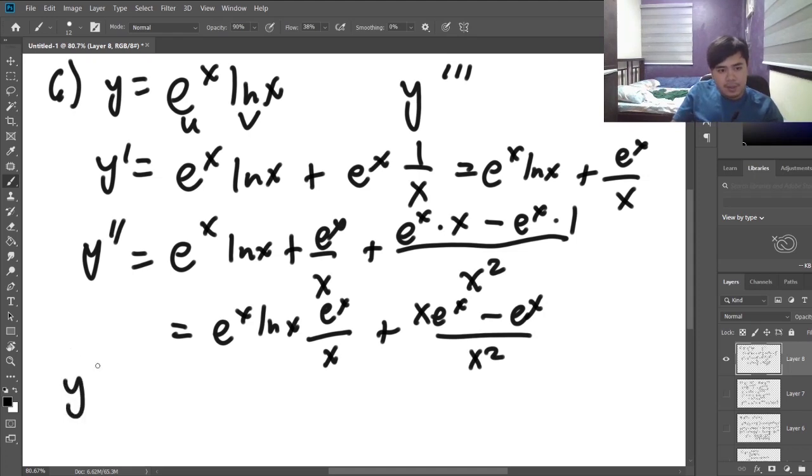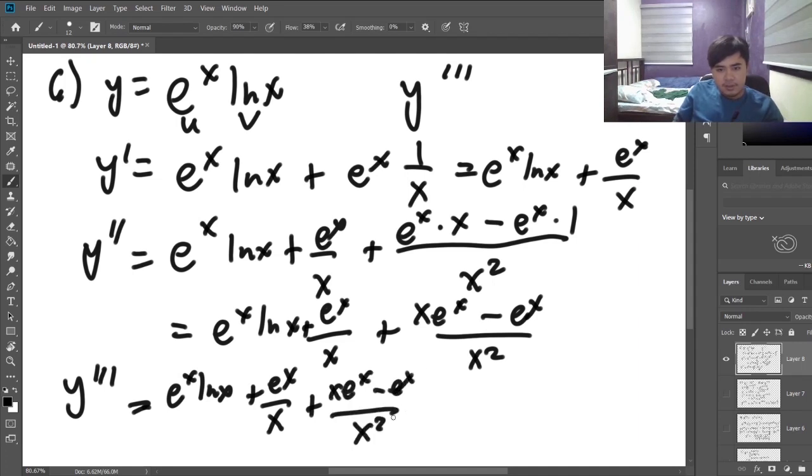Y triple prime, this is going to be very long, but bear with me for a moment. So this is plus. So e to the ln x, we know that is e to the x ln x plus e to the x over x. E to the x, the derivative of that is this. So x e to the x minus e to the x over x squared. For the derivative of this, it's going to be very long.